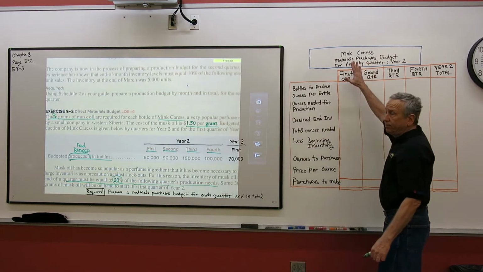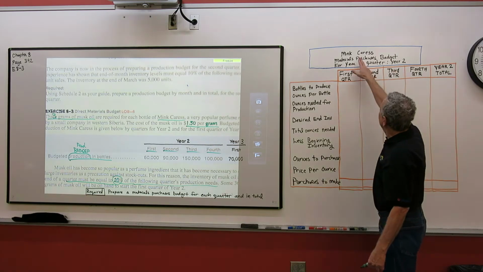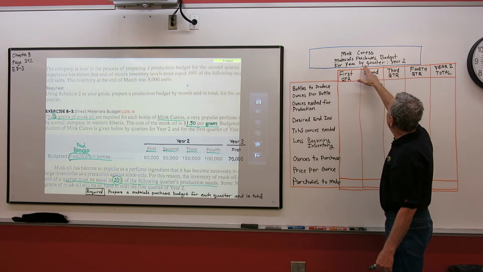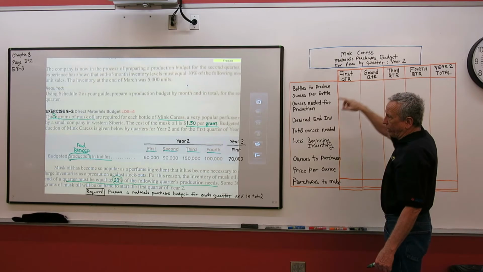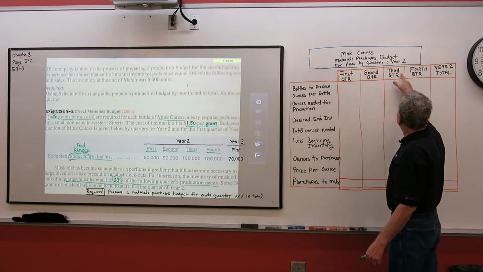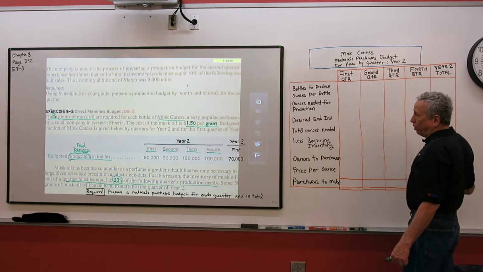I already set this up because it'd take me a long time. This is the Mink Caress Materials Purchases Budget. It's for a year, but by quarter. It's year 2 that we're working on, as you can see right here: first quarter, second quarter, third quarter, fourth quarter. Does it make sense that I would put it by quarter and then do a total?